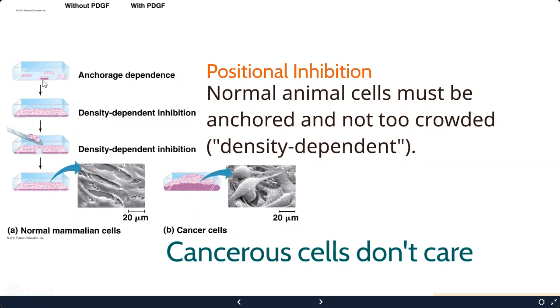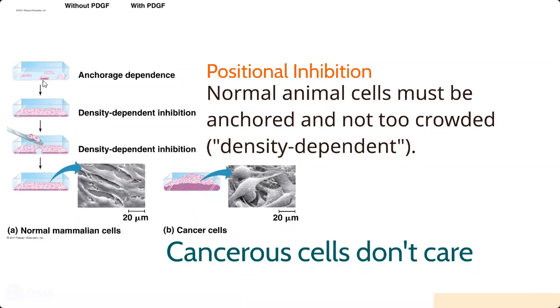There's also anchorage dependence. A lot of animal cells from multicellular organisms don't really grow well just in a beaker of nutrient broth; they're anchorage dependent. That's one of the defining characteristics of animal cells: they make extracellular matrix, and that's where cells anchor onto. So they have to be attached to something, basically.